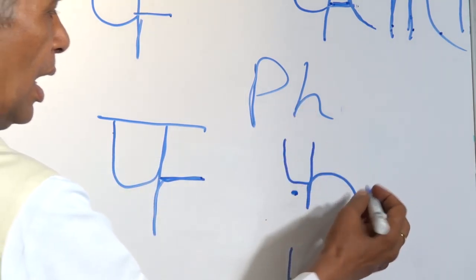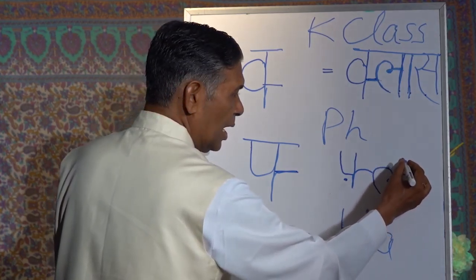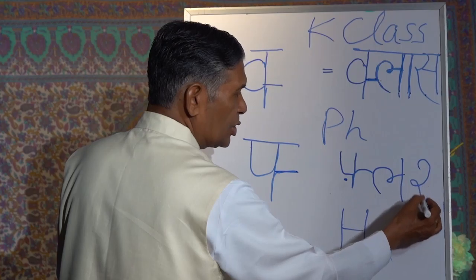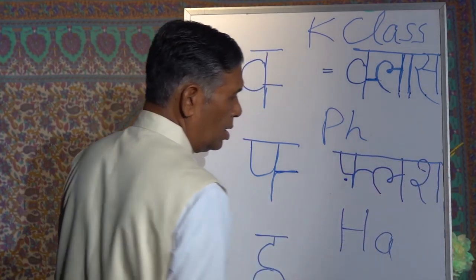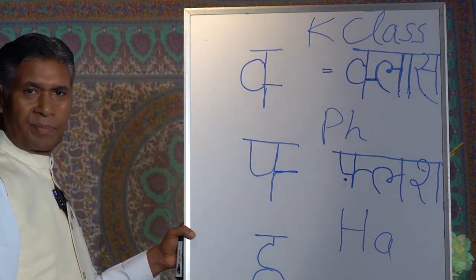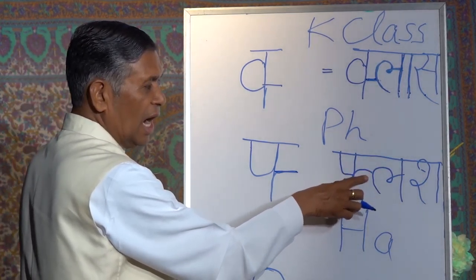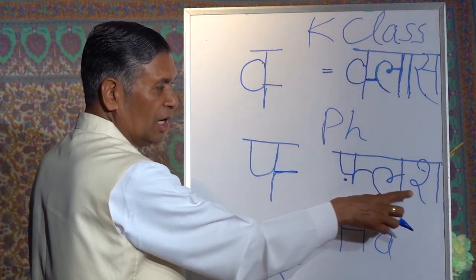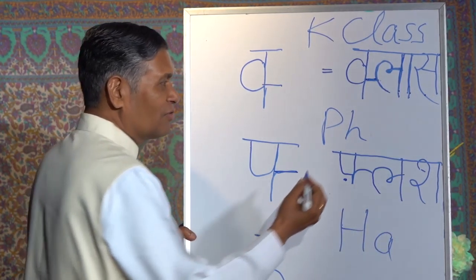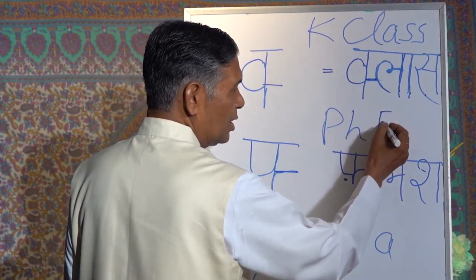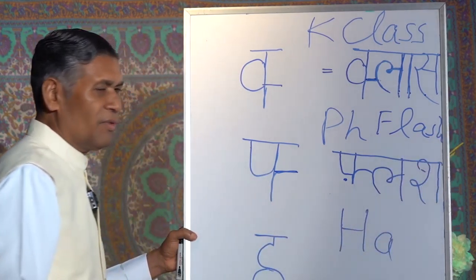Fa will be fa, and make it half here, and this is the la, this is the sha. What is this? Can you understand? Can you read? Fa is half, la is the la letter, and the sha letter: flush. This letter is flush, according to English. Okay, this is flush.